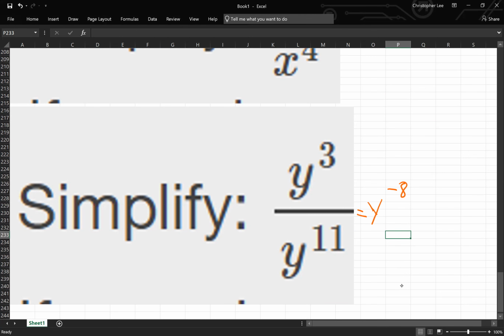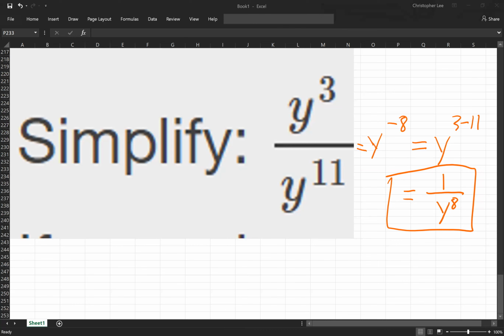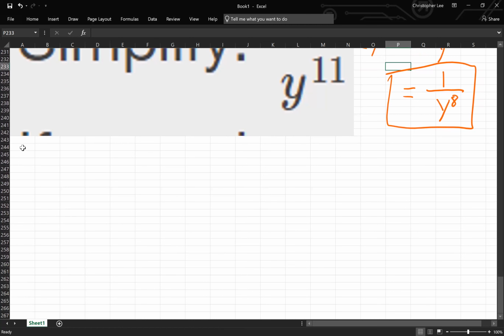Because you do top minus bottom, right? So it becomes y to the 3 minus 11, negative 8. But as you were saying, it's illegal for me to have negative powers. So this goes down into the denominator and becomes y to the 8 like this. So this is my final answer. Can't have negative exponents. Little blast from the past.